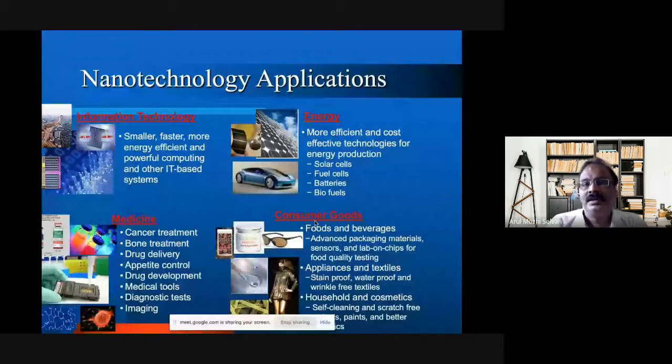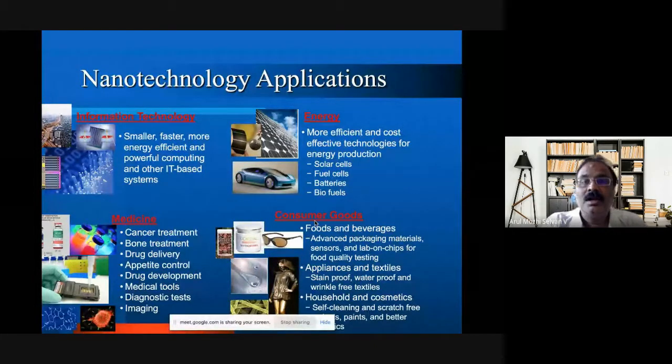So everywhere, the nanotechnology is coming into the picture. Even in the medicine field, you have cancer treatment, bone treatment, drug delivery, appetite control, drug development, medical tools, diagnostic tests, imaging. So everywhere it has come into the picture. As far as consumer goods are concerned, like foods and beverages, advanced packaging material, sensors, and lab on chips for food quality testing, appliances and textiles. It's stain-proof, waterproof, and wrinkle-free textiles, household and cosmetics, self-cleaning. So many things have come into the picture with nanotechnology.